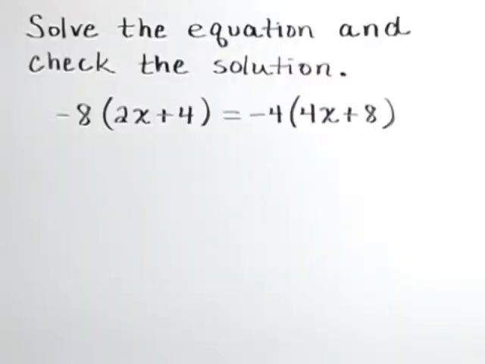Solve the equation and check the solution. Negative 8 times, in parentheses, 2x plus 4 is equal to negative 4 times, in parentheses, 4x plus 8.